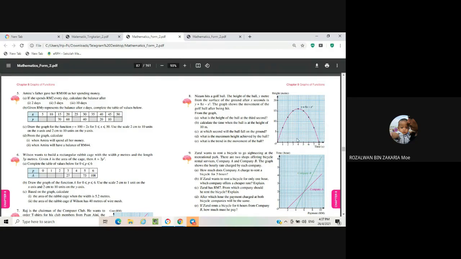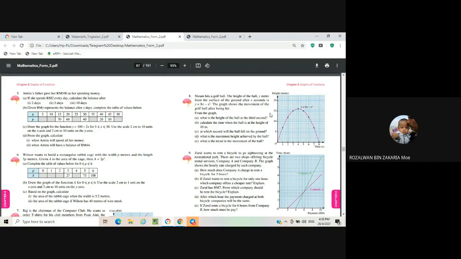Okay. Then D, what is the maximum height achieved by the ball? You have to draw firstly the dotted straight line for the 4 seconds. Look at this 4 seconds. You have to draw a vertical dotted straight line until it reaches the graph. Then after that, draw again a dotted horizontal straight line until it reaches the height there. Then you will get the answer.